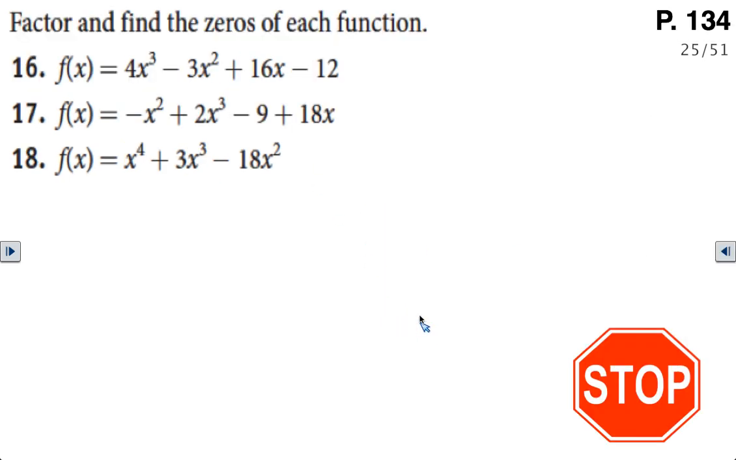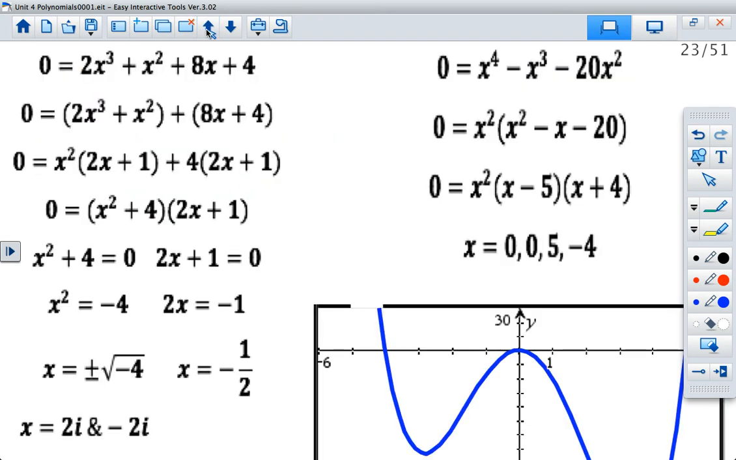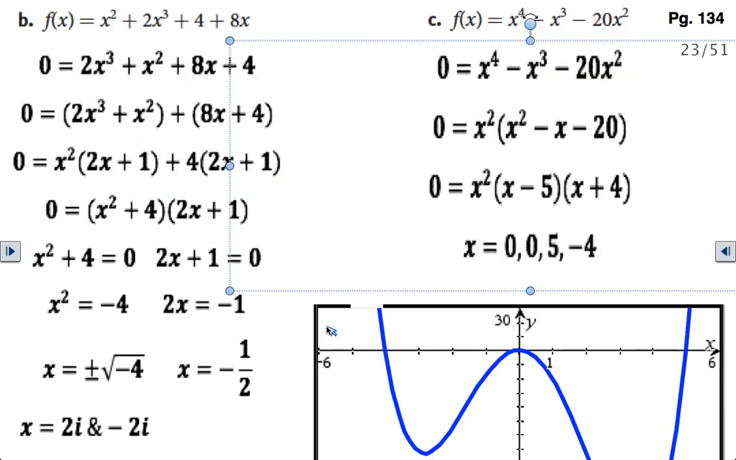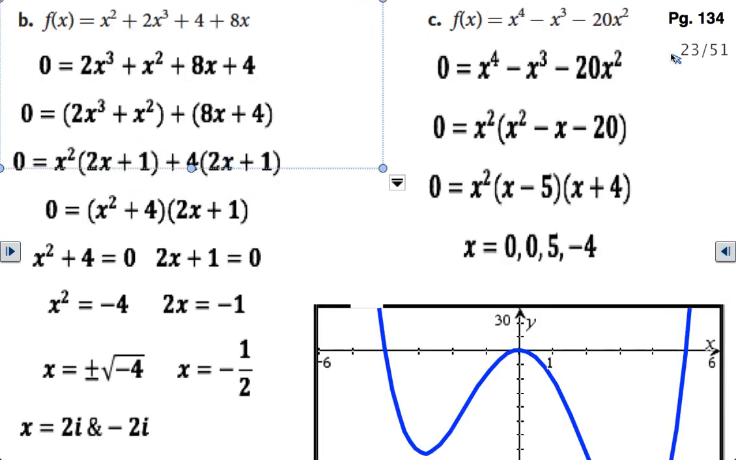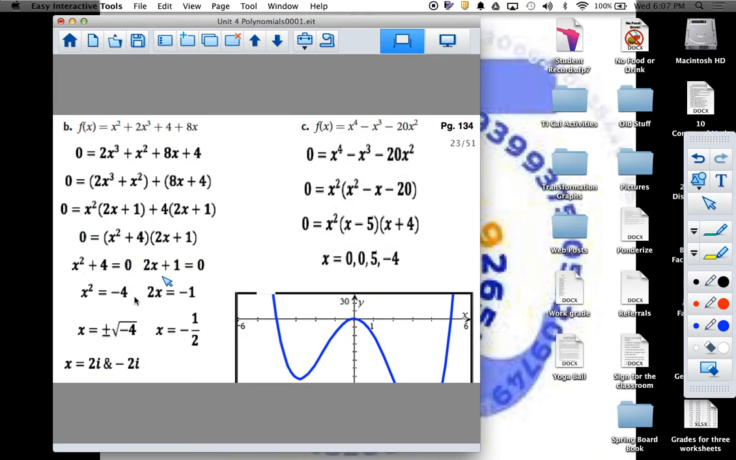Last thing we're going to look at, also on page 134, problems 16, 17, and 18. I want you to work on those. These ones are going to be very similar to the Try These A that we just did up here. Okay? So work on those. You have the rest of the class period to work on this. Anything you don't get done in class today is going to be homework, and all this stuff is due Friday.